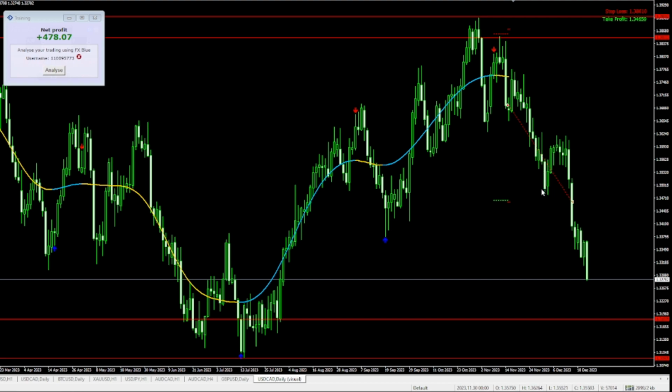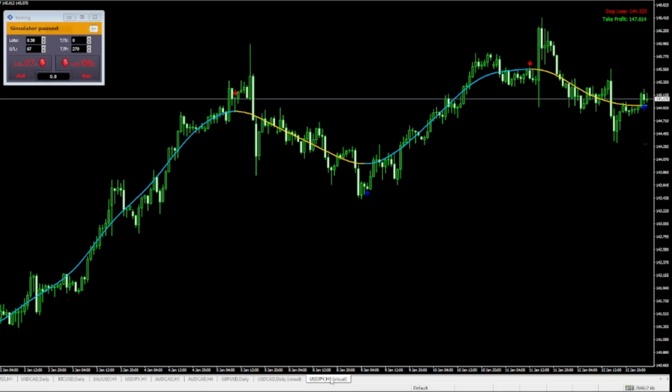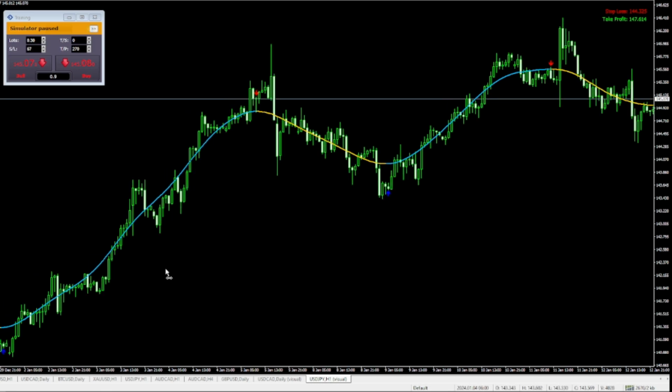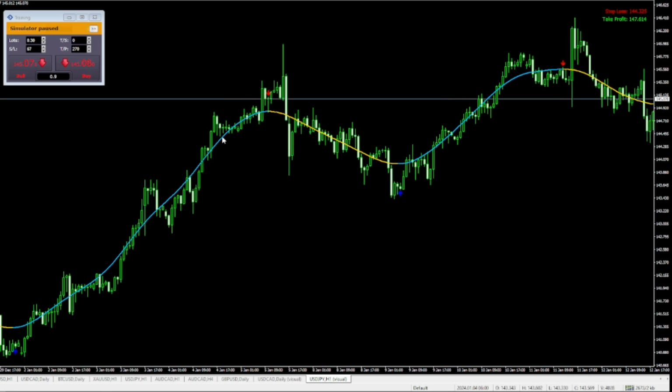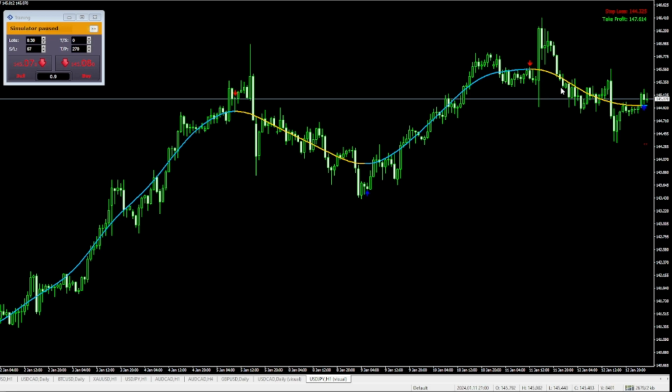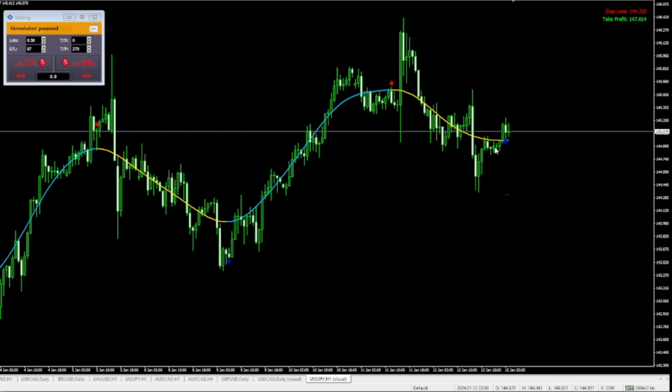Next, let's explore the other side of the spectrum by looking at a long trade. For this example, I'm currently on the US dollar against the Japanese yen in the hourly time frame. From the chart, we can observe that we were in an overall uptrend with the market forming higher highs and higher lows. Then we had a small pullback, which is marked with the red arrow and yellow line. Then we see price action crossing above the middle line and get a buy signal.